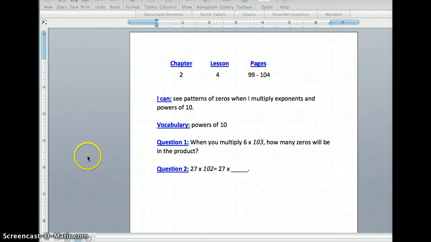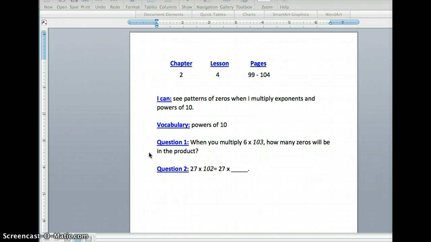Okay, today we are learning about Chapter 2, Lesson 4, which can be found on pages 99 through 104 in your textbook and online. Our objective is I can see patterns of zeros when I multiply exponents in powers of 10. Vocabulary would be powers of 10.